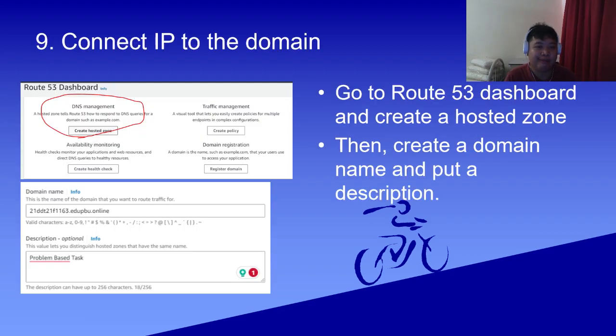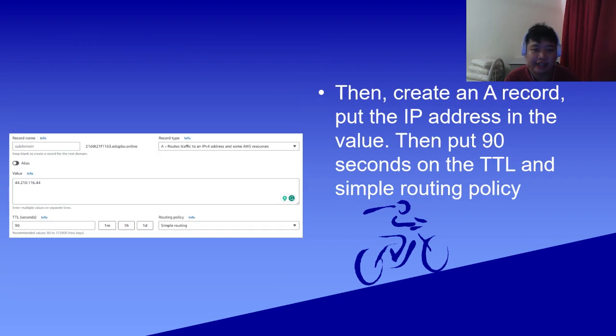And then we need to connect the IP to the domain. Firstly, we need to go to the Route 53 dashboard and create a hosted zone. After that, in the hosted zone, we need to put the domain name, which is our matrix number.edu.pbu.online. For the description, you can put anything you want unless the question asks otherwise. Then create an A record and put the IP address in the value, which is 44.210.116.44, and then put 90 seconds on the TTL, and we only use the simple routing policy.